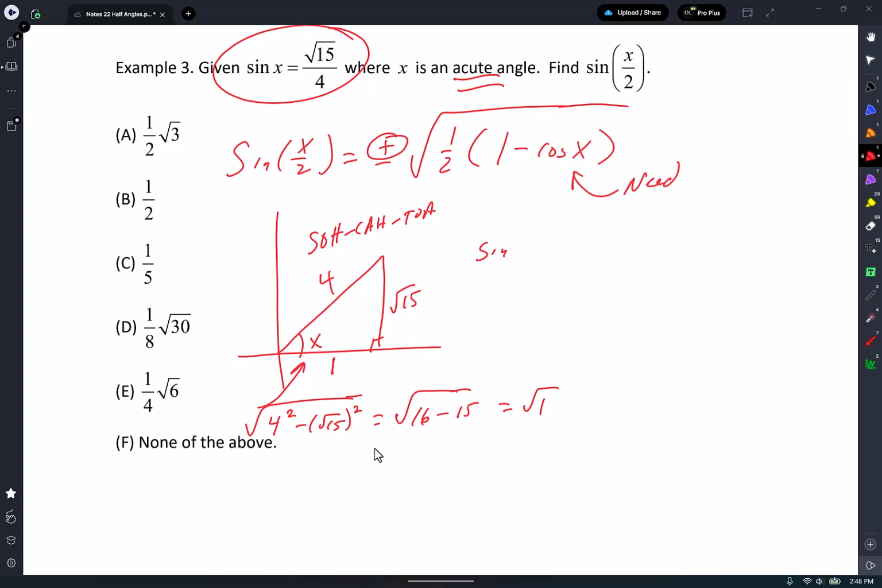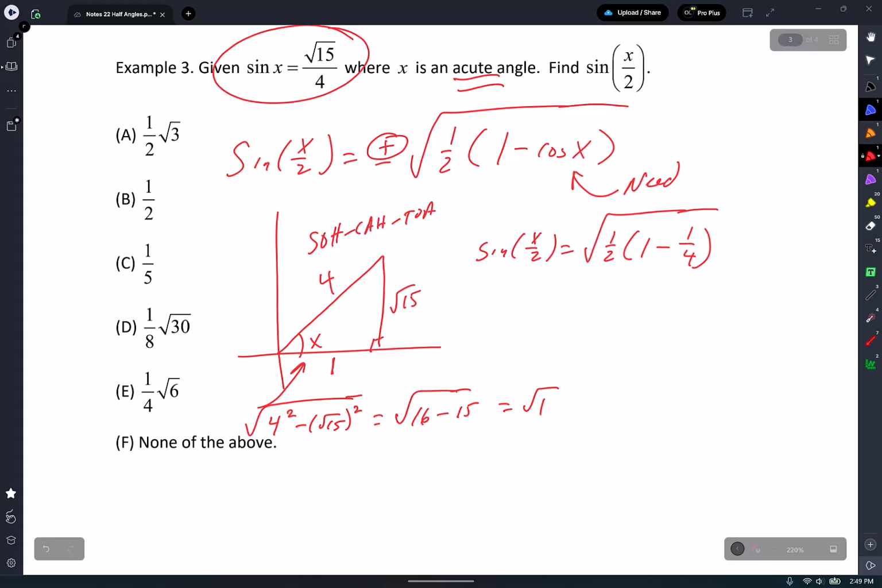So I'm going to write sine of x over 2 equals square root of 1/2 parenthesis 1 minus cosine of x. Cosine of x, oh, let me slow down. Cosine of x is what over what? 1 over 4. You can decide if you want to turn that 1 into 4 over 4, or maybe you just see it chopped. If you have $1 and you take away a quarter, you have 75 cents. However you see it, doesn't matter.